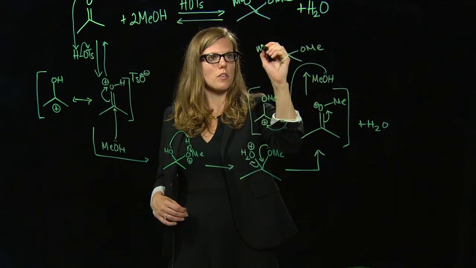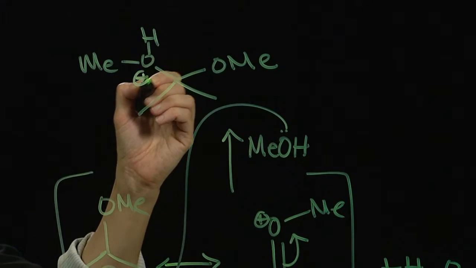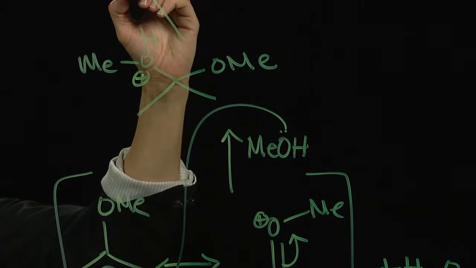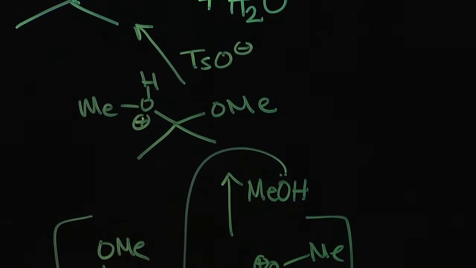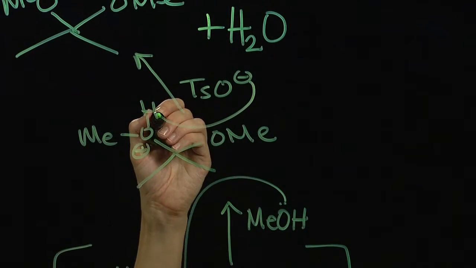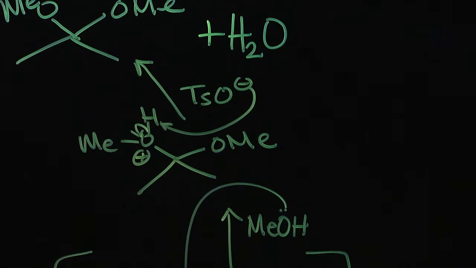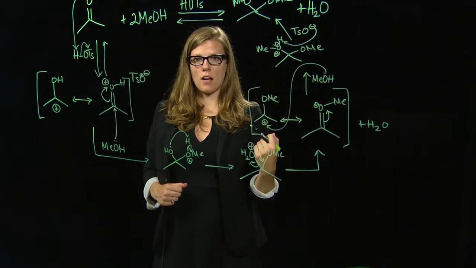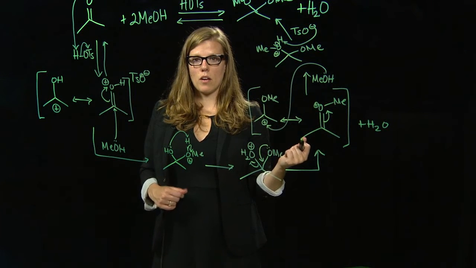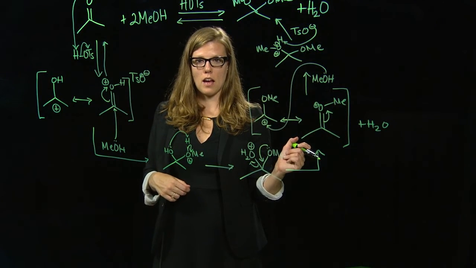So we have a structure that looks very similar to the products that we want. However, we have an extra proton on one of the oxygens. So our tosylate anion that's been floating around in solution can then come back and remove the proton to remake tosylic acid, that's why it's a catalyst, and to give us our acetal. And that's how you make an acetal from a ketone and two equivalents of alcohol under acid catalysis.